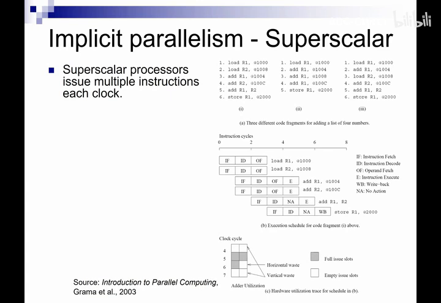And now, even if you're executing a straight line piece of code, the code itself might not seem to have any parallelism in it, but because you have multiple copies of each functional unit, you can actually execute multiple instructions at the same time. To give an example of this, let's look at this piece of code over here.